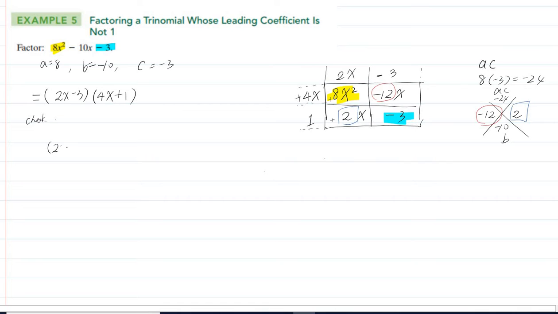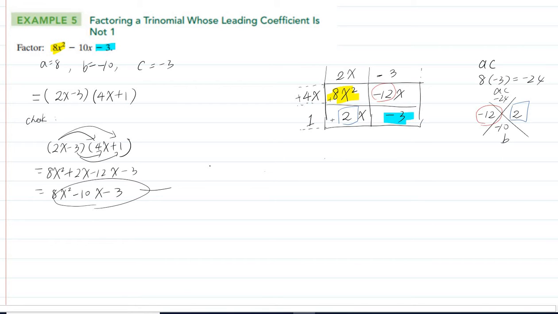So if you check your answer, that will be 8x squared, plus 2x minus 12x, and then minus 3. That's exactly our original question, right? Let's go back to the original question. That's exactly the same, so that means we got it right. If you don't like this method, you don't have to use it.